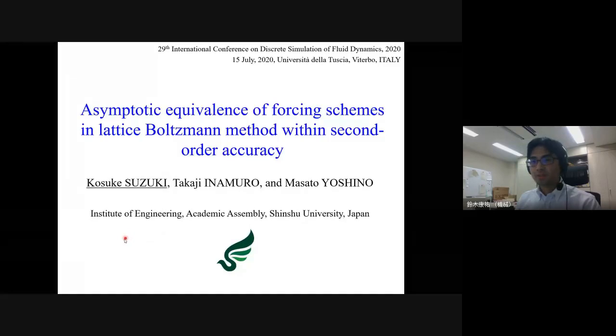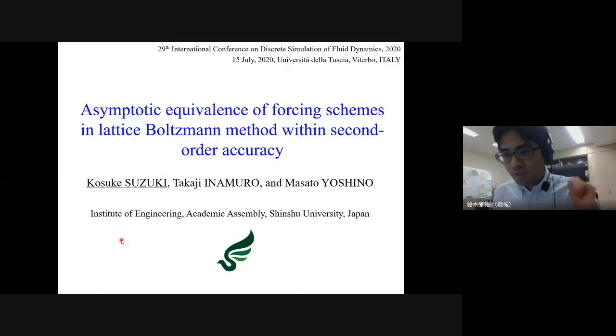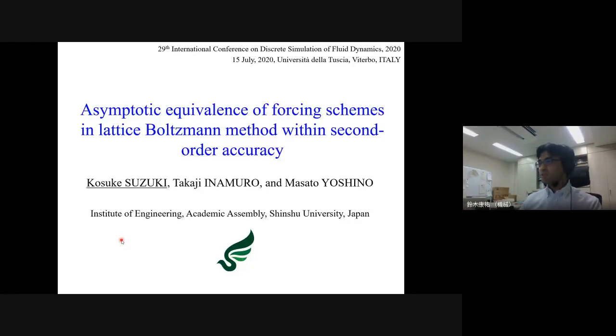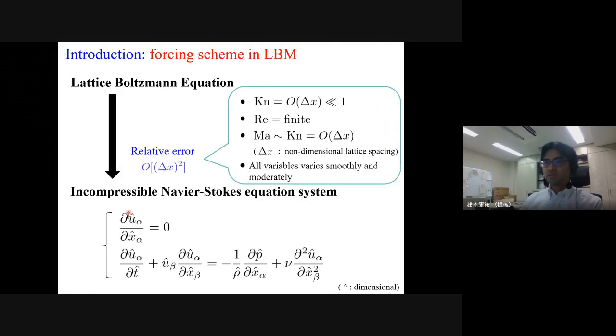Okay. Thank you, Chairman. This study focuses on the fundamentals of the forcing schemes in the lattice-Boltzmann method. It is well known that when the Knudsen number is of the order of the non-dimensional lattice spacing delta x, the Reynolds number is finite, the Mach number is the same order as the Knudsen number, and all variables vary smoothly and moderately, the solution of the lattice-Boltzmann equation satisfies the incompressible Navier-Stokes equation system with relative errors of order delta x squared.